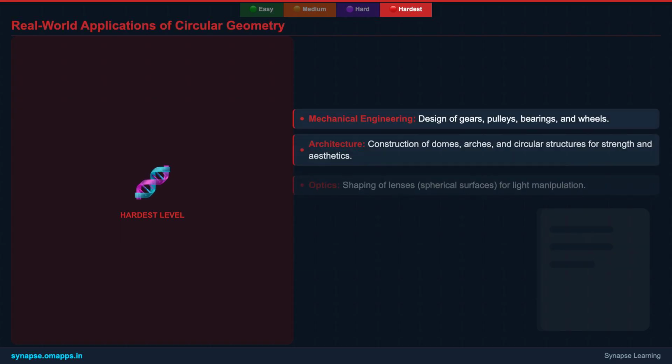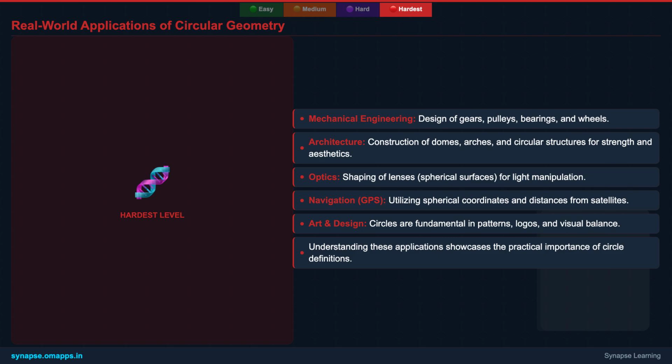Circles aren't just theoretical, they're everywhere in the real world. In mechanical engineering, gears, pulleys, and bearings rely entirely on precise circular geometry and tangent properties for smooth motion and power transmission. Architects use circles for structural stability in domes and arches, and for aesthetic appeal.